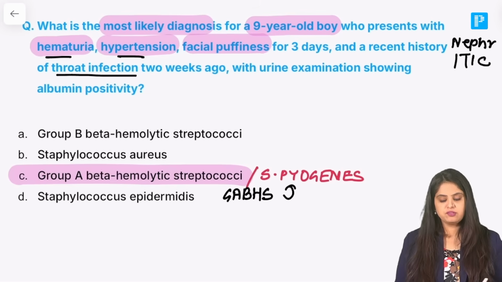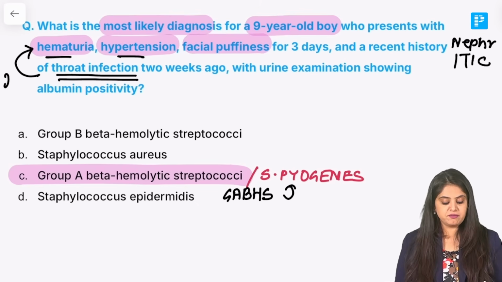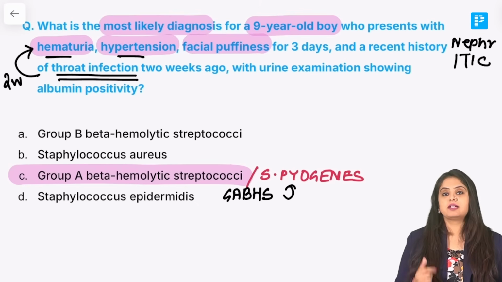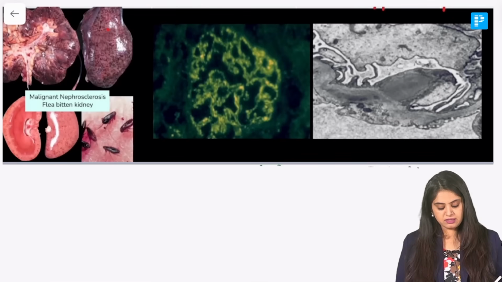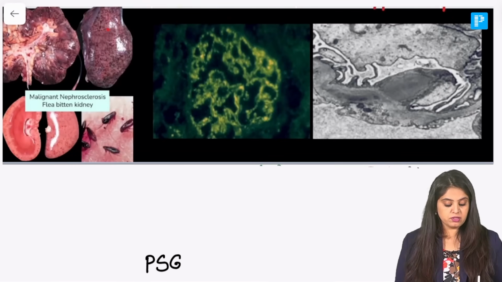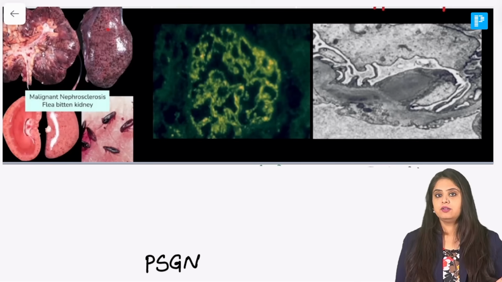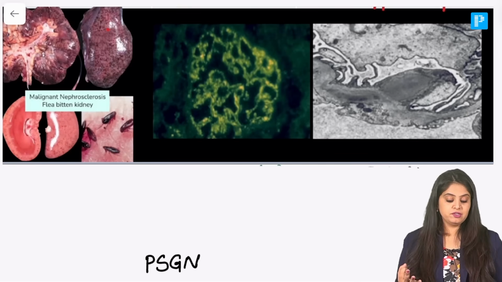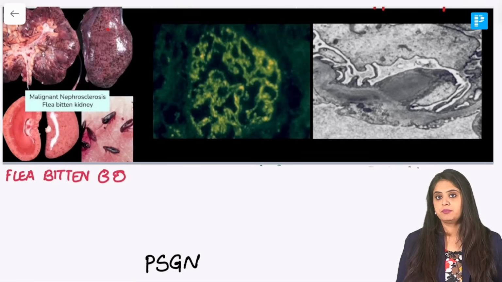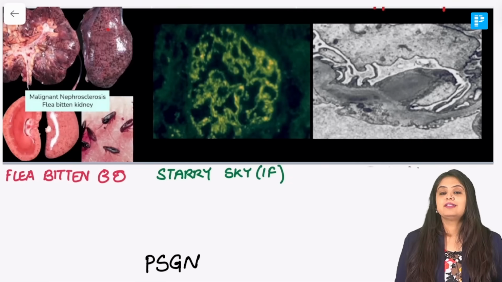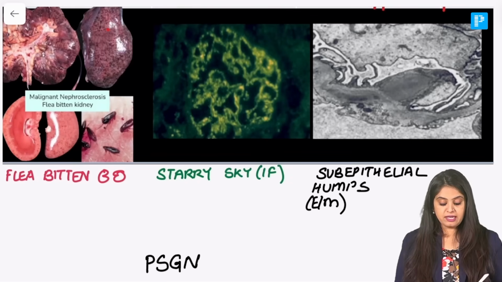And that is of course streptococcus pyogenes, where there will be first throat infection. And within 10 to 14 days, you can roughly write 2 weeks, the patient will start having cola color urine. So what are the other things that they can ask you with? What disease am I talking about? Post-streptococcal glomerulonephritis. Cola color urine is one, but other 3 buzzwords: grossly the kidney shows a flea-bitten appearance. On immunofluorescence, there is starry sky appearance. And on electron microscopy, you can see there are subepithelial humps.